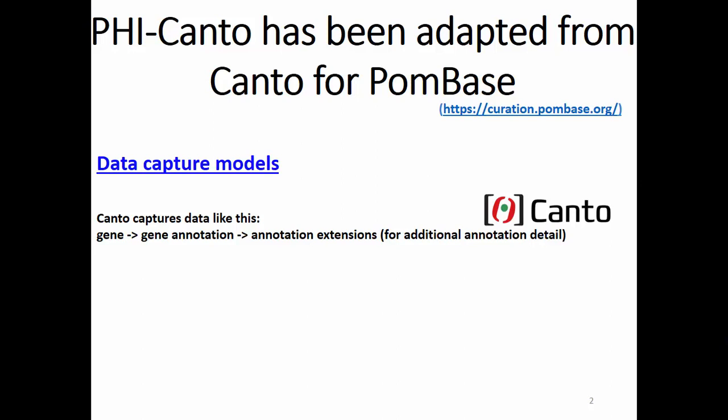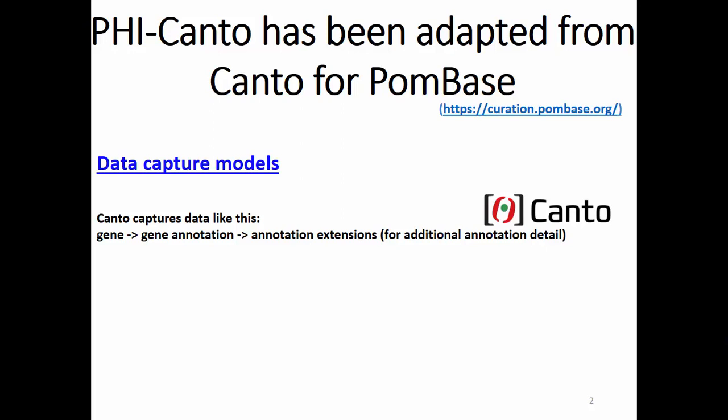Canto is a community self-curation tool originally developed for the curation of literature documenting fish and yeast mutant phenotypes into PHI-base. You can see their website for further information. PHI Canto has been adapted from Canto for PHI-base to incorporate the multi-species data in PHI-base and enable authors to self-curate their data into PHI-base upon peer-reviewed publication. I'll run through the various data capture models for you.